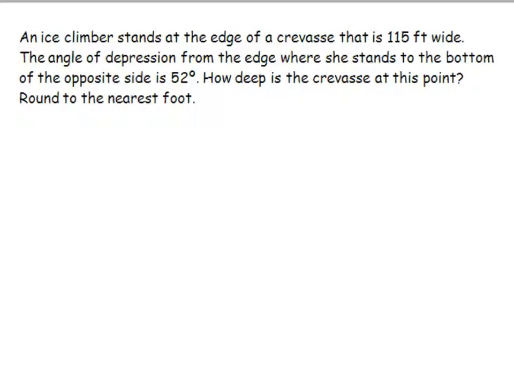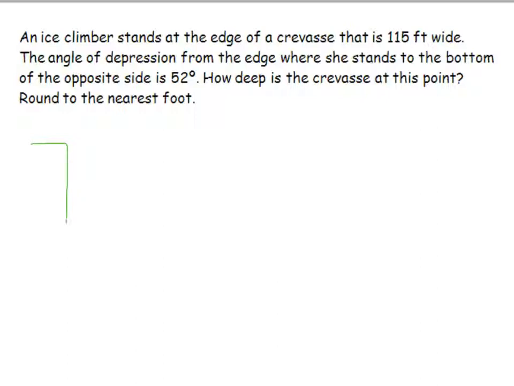So in our next example, we have an ice climber, and they're standing at the edge of a crevice. That crevice is 115 feet wide. The angle of depression from the edge where the ice climber is standing to the bottom of the opposite side is 52 degrees. We want to find out how deep the crevice is at that point, and we'll round that to the nearest foot. So I'm going to go ahead and draw out my crevice.